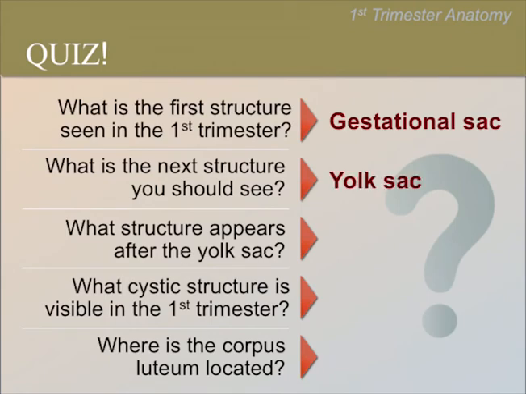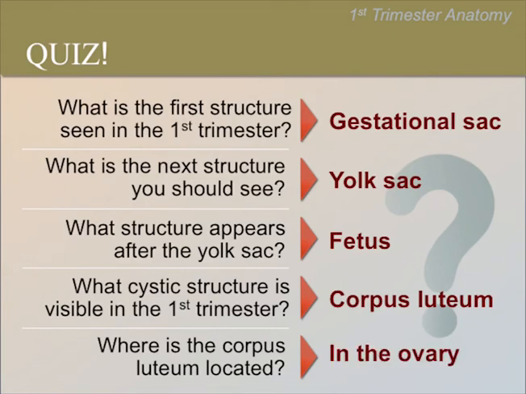What structure appears after the yolk sac? The answer is a fetus. Which cystic structure is visible in the first trimester? The answer is a corpus luteum. Where is the corpus luteum located? The answer is in the ovary.